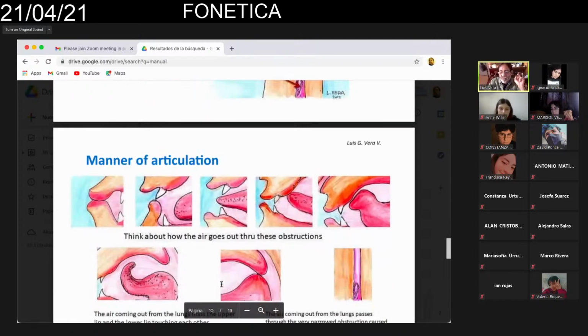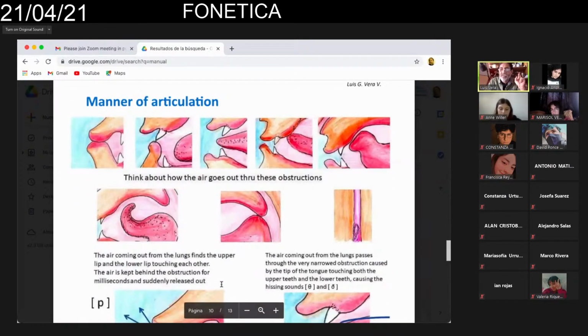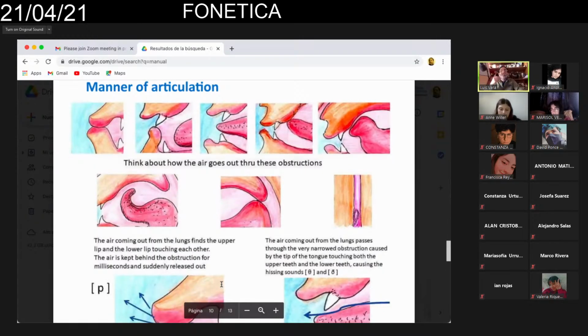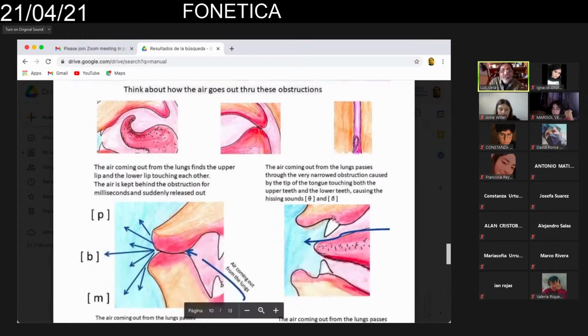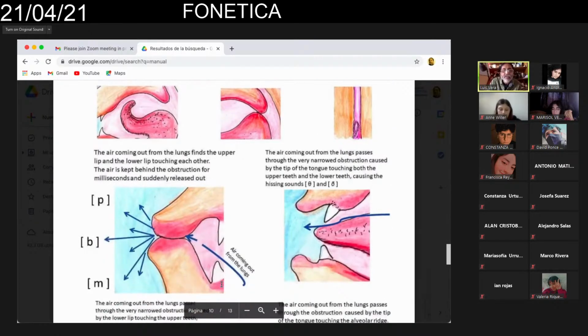But here comes another part that says manner of articulation. Now you will understand it better than before. Think about how the air goes out through these obstructions. Through, in American English, through, a través de. Think about how the air goes out through these obstructions. Okay, let's see the first example, this one.